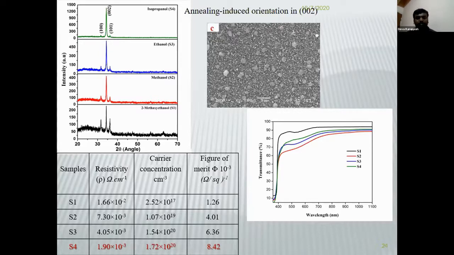So here I got a low electrical resistivity of 1.90 × 10⁻³ ohm compared to the other previous method, the spin coating method. The crystallite size, calculated from the Scherrer formula, is 40 nanometer, and the band gap is 3.15 eV. Transmittance is around 87.